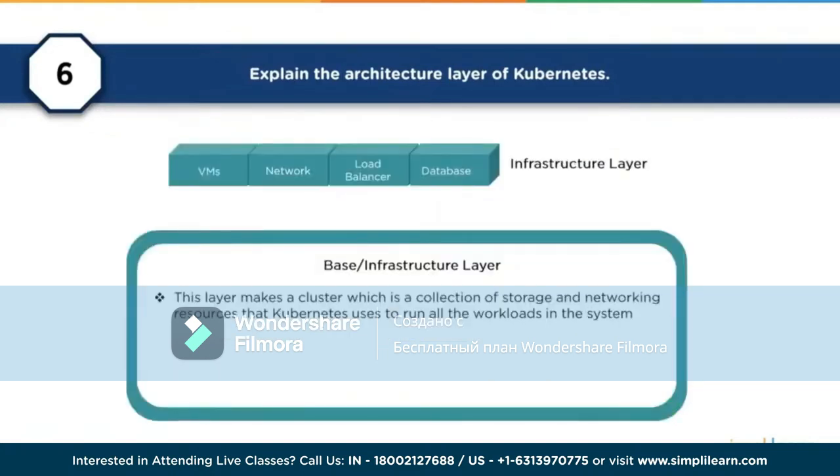The infrastructure layer is our base layer, and this is where you make your clusters for your collections of storage and networking resources within Kubernetes. And this is where you would have your databases, your data stored locally on a hard drive or in the cloud, your core network and the VMs that you'd be building out your infrastructure on. These allow you to group many machines together into a single unit so that you're able to scale up and down very easily to meet customer demand.